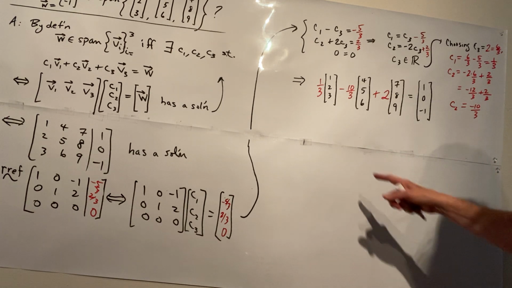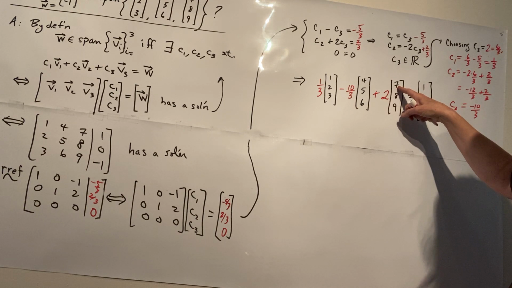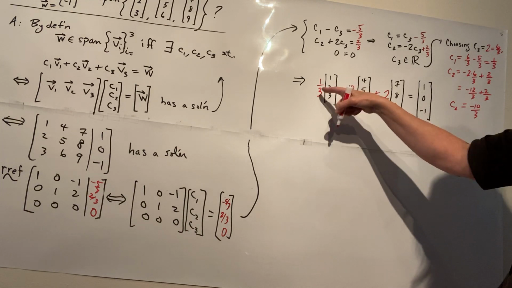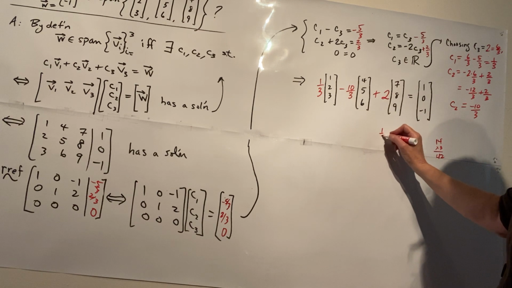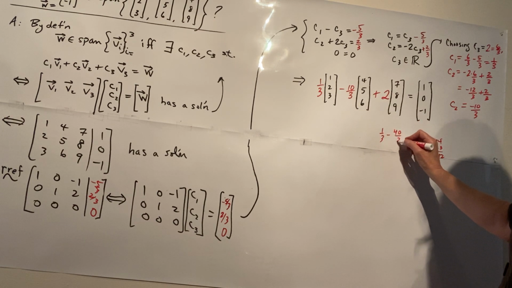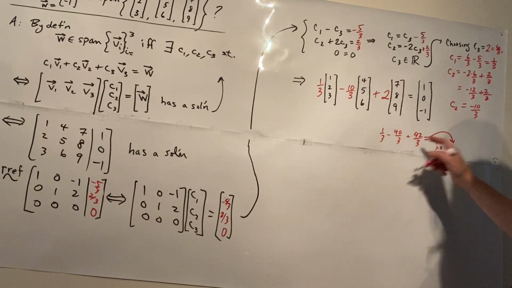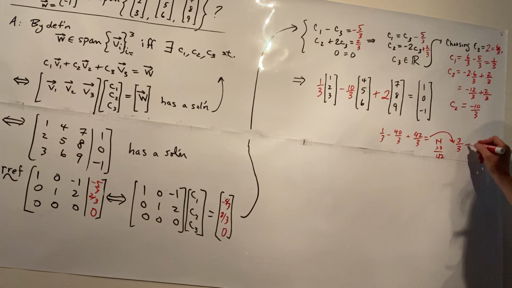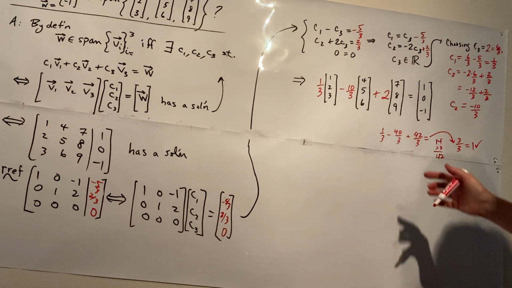Well, let's double check. Is it true that 1/3 minus 40/3 plus 14 times 3, that's 42 thirds? So 1/3 minus 40 thirds plus 42 thirds. What does that equal? 42 minus 40 is 2/3, plus 1/3. That equals 3/3. And yes, that's equal to 1. Just checking at least the first line. Okay, great. What have we got?